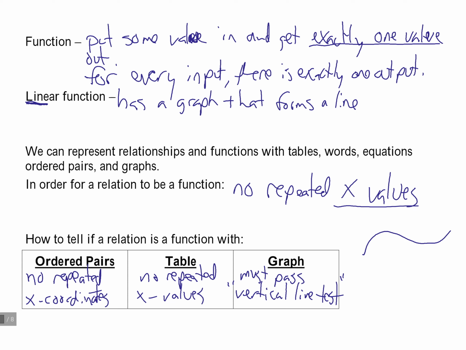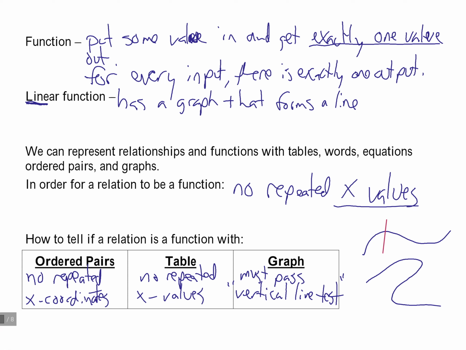Now, if I take a vertical line, okay? Here's a vertical line. We'll imagine that this vertical line, okay, now if I take that vertical line and I pass it over that graph, does my vertical line touch my graph in more than one location at any time? If the answer to that question is no, then it passes the vertical line test and it is a function. Okay, that's the idea. So let me give you another example.